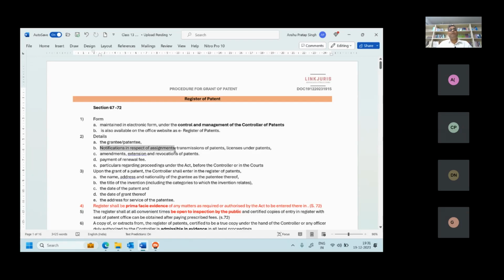Notification in respect of assignment, transmissions of patent, license, and patent. Though I have repeated again and again, just tell me, what is assignment? What is different with assignment, transmission, and license?